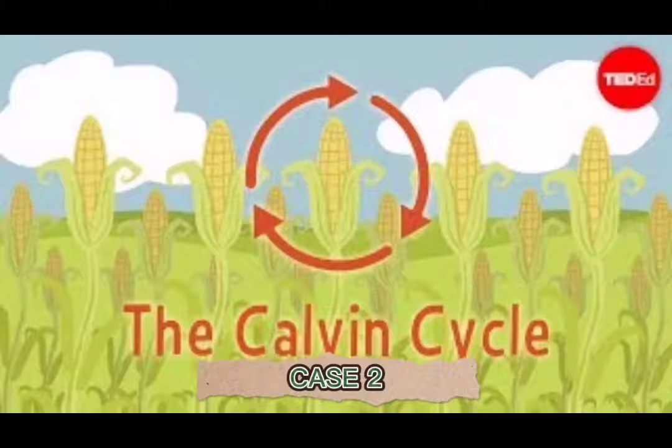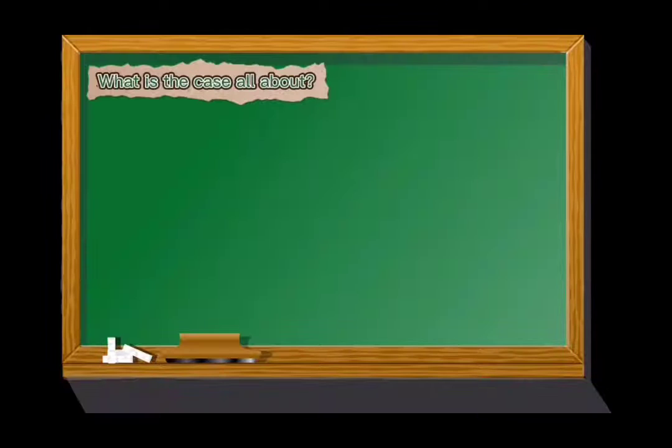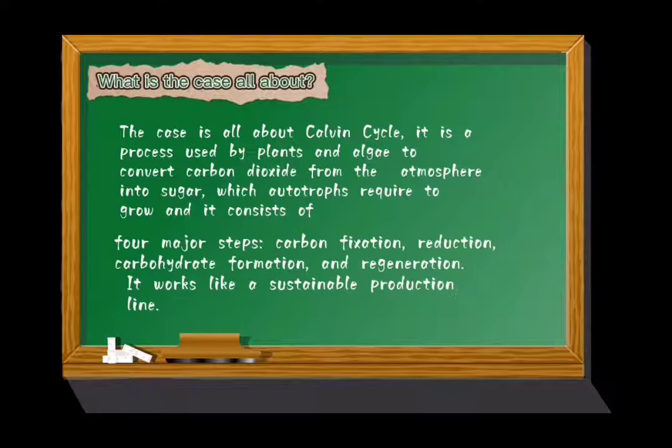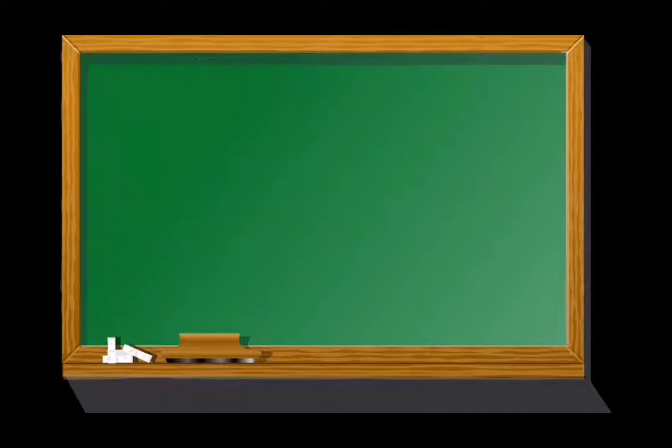Case 2. What is the case all about? The case is all about the Calvin cycle. It is a process used by plants and algae to convert carbon dioxide from the atmosphere into sugar, which autotrophs require to grow, and it consists of 4 major steps: carbon fixation, reduction, carbohydrate formation, and regeneration. It works like a sustainable production line.